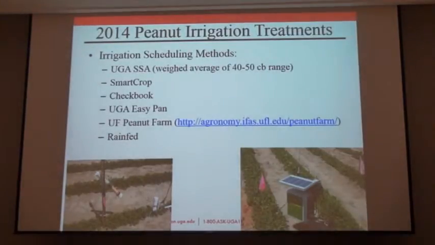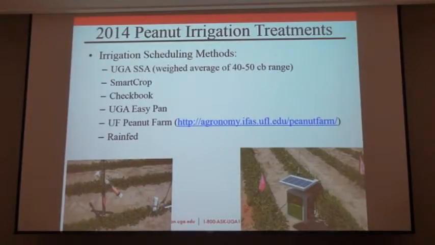So let's get into some data. Let's talk about what it really means and what we need to look at. So I've got 2 years I'm going to show you here. 2014, I had 6 treatments, five actual treatments, and then a rain-fed or dry land. So we looked at a soil moisture sensor, that UGA SSA. It's a soil moisture sensor using watermark sensors. Smart Crop, which is a canopy temperature sensor. UGA checkbook method, UGA Easy Pan, UF Peanut Farm, and then rain-fed.